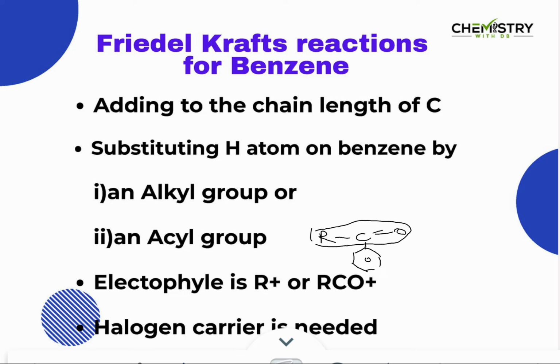Electrophile in either case will be either an alkyl ion or an acyl ion. And in the third step, a halogen carrier is needed in this one. So if we want to have R plus, then we will have to have a halogen carrier which is AlCl₃, or we could also use FeCl3.